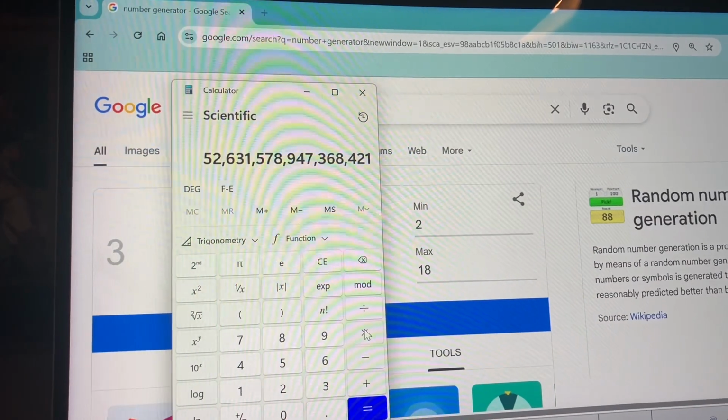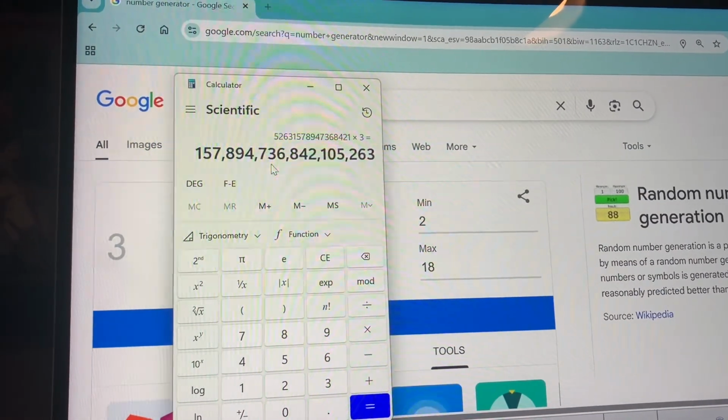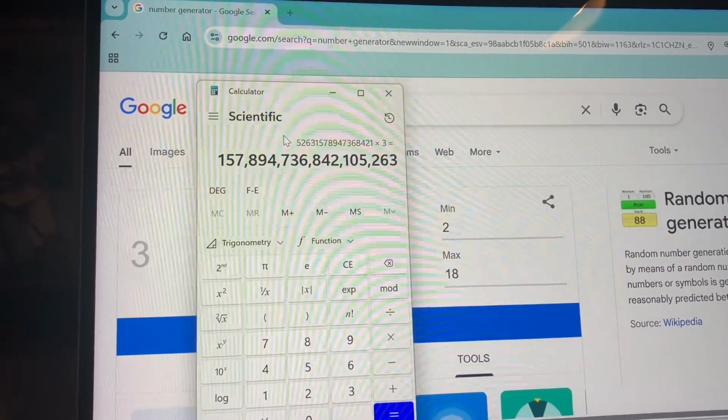894 trillion, 736 billion, 842,105,263 times 3. Yeah, that's it.